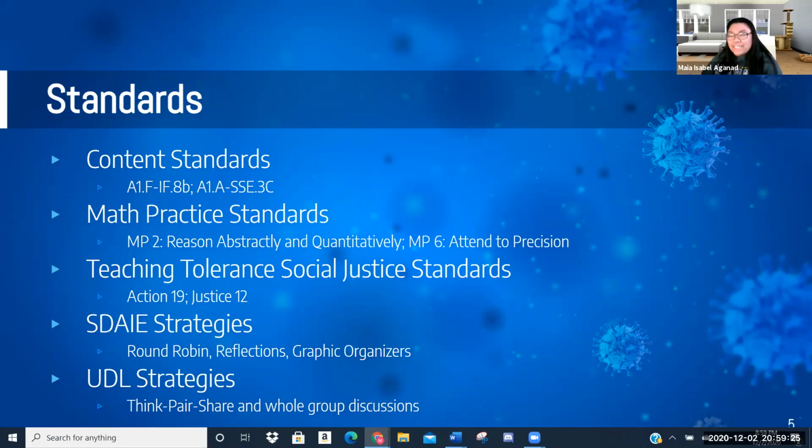These standards were chosen as students will need to analyze data in correspondence to the infection rate and be able to justify their reasoning using the correct academic language.